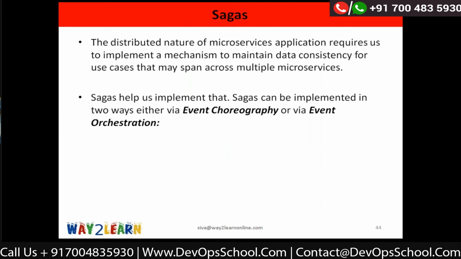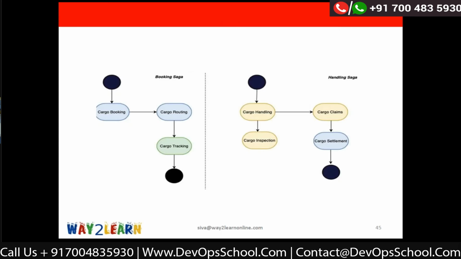Okay, now sagas. Sagas are nothing but business workflows, as I said, right? So in booking, what is the booking saga? Cargo has to be booked. Once cargo is booked, it has to be routed, right? Once routing is done, a tracker has to be generated for it. So then the booking saga is complete.